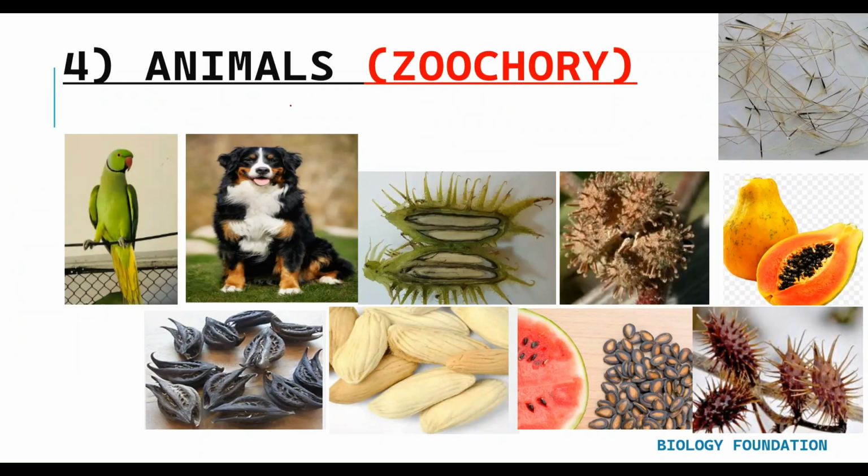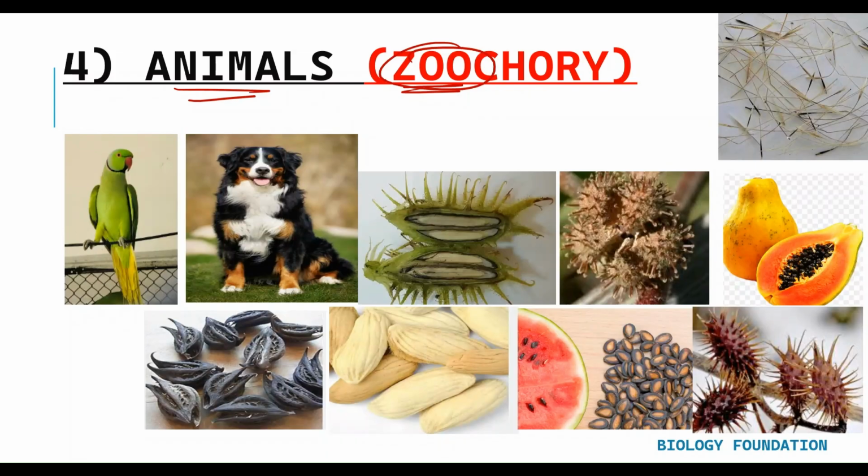And finally, there is one more agent of dispersal of seed, that is animals. Hence, we use the term zoochory, where animals are involved in dispersal of seeds. How do animals help in dispersal of seeds? One way is, some animals eat the fruit, and these seeds cannot be digested in their body. So what happens? The seeds get excreted out in their poop, and once this gets excreted, the seeds germinate depending on the regions where the excreta of the bird or the animal is found. Are you understanding?